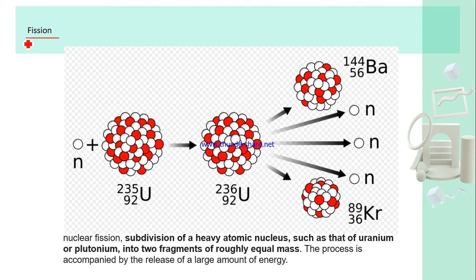So nuclear fission. What is nuclear fission? Nuclear fission is a subdivision of a heavy atomic nucleus, such as that of uranium-235 or plutonium, into two fragments of roughly equal masses. Approximately, there is some change of masses, meaning there will be some difference between the sum of the mass of the parent particle and the daughter particles, which is called mass defect.